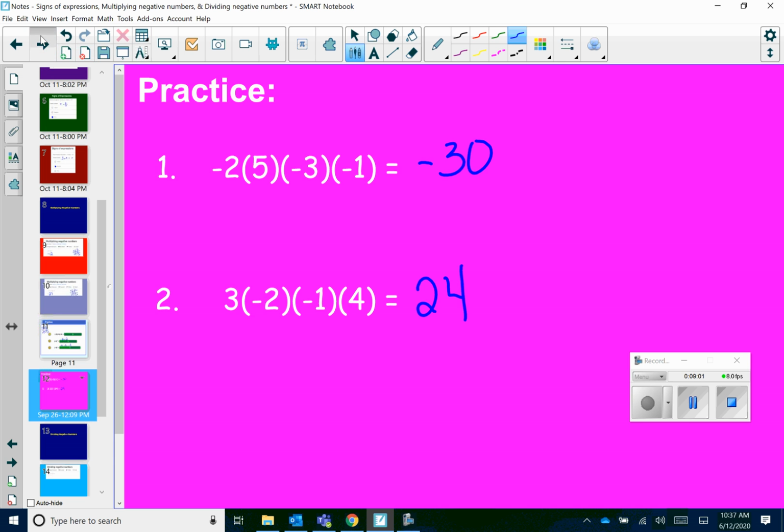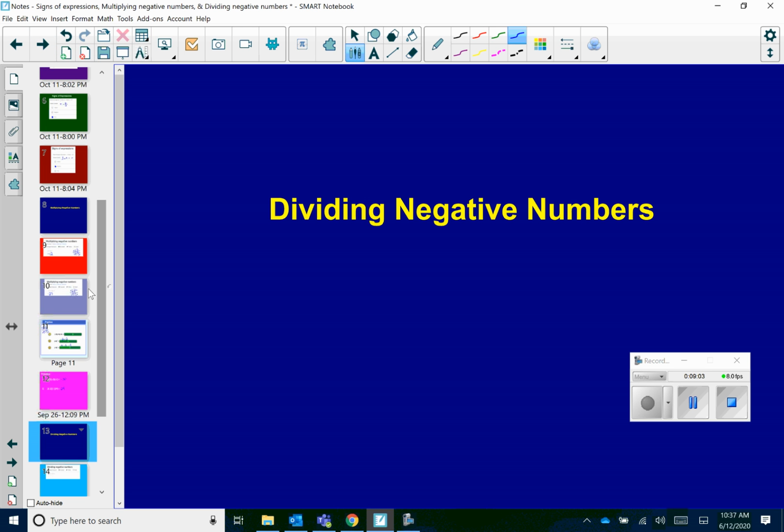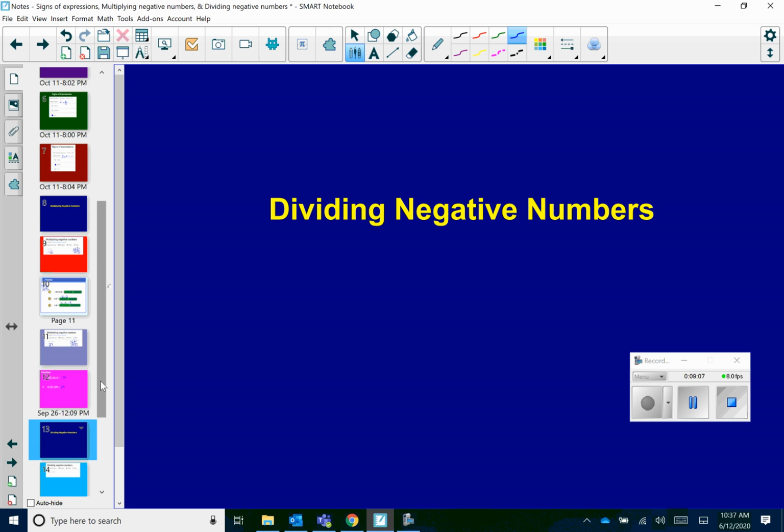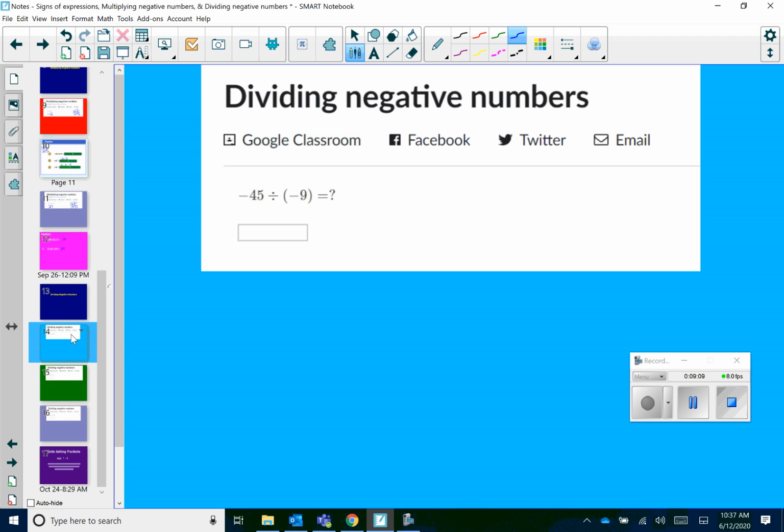The last skill of the day is dividing negative numbers. The rules are the same here. So let's go ahead and try a few of these. Again, if you want to have the little tic-tac-toe off to the side, it's easy enough to write down. So I've got a negative divided by a negative, which means my answer is positive. And 45 divided by 9 is 5.